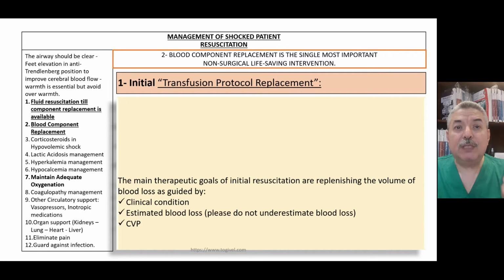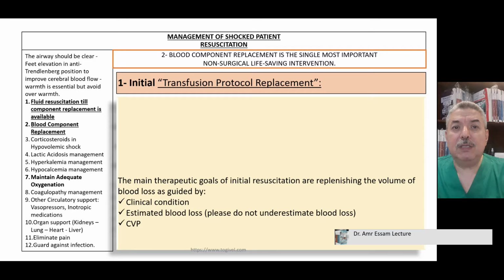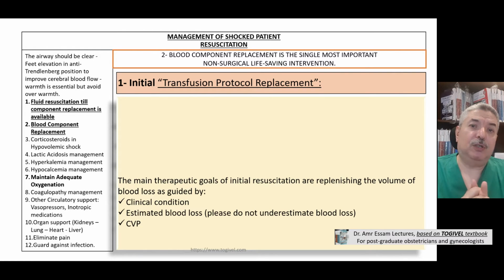First step is to replace the volume. Initially, I have to replace the volume lost. And the second step is the fine-tuning, the replenishing of the blood components. So the first step is I transfuse to replace the volume the patient lost.